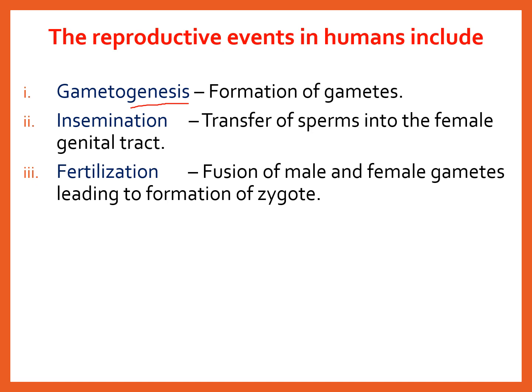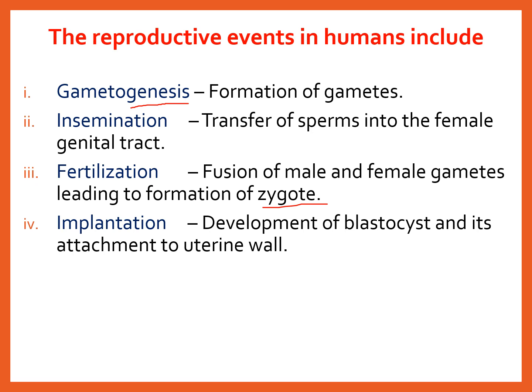Once the sperm has entered into the female genital tract, it has to fuse with the ovum for the further process. So this fusion is called fertilization. So fertilization is fusion of male and female gamete. That is, male is sperm and female is the ovum. So fusion of male and female gamete leads to the formation of zygote.